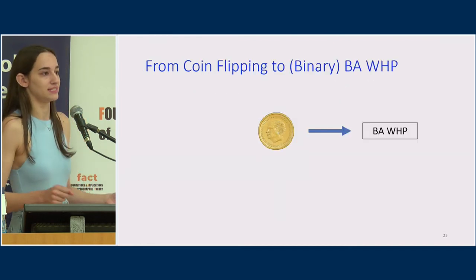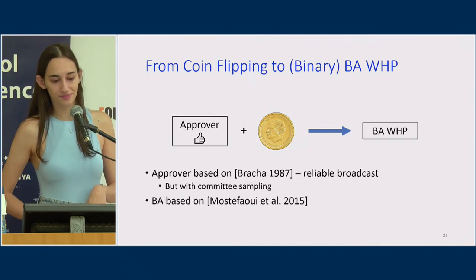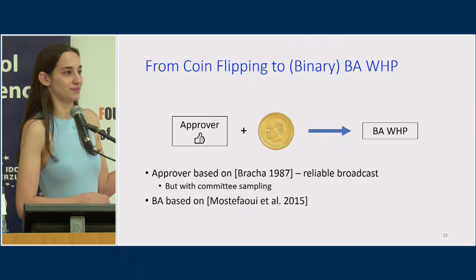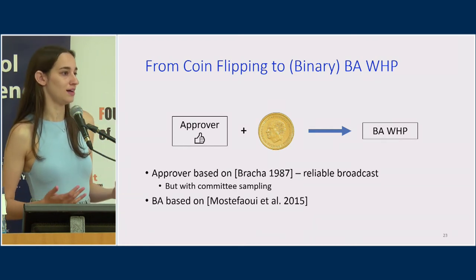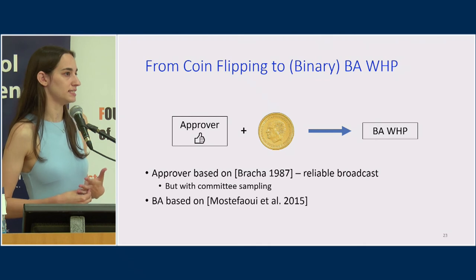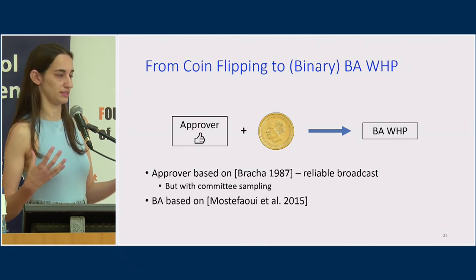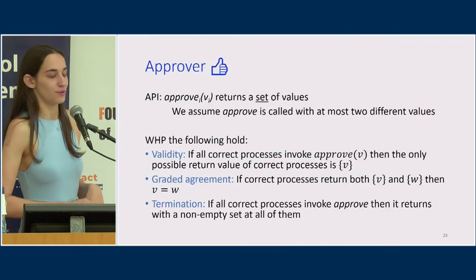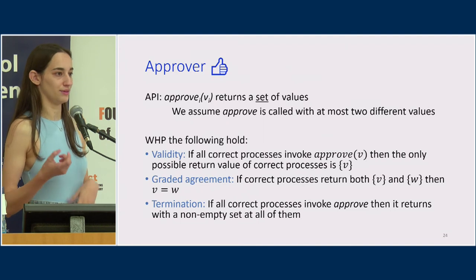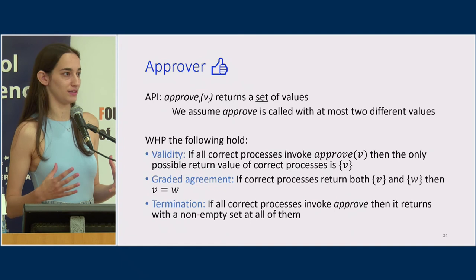So how do we take this bit flip and make it a consensus algorithm? We add an approver primitive. This is a new primitive. It's quite similar to Bracha's reliable broadcast in a sense. But now instead of having one sender, we have all processes invoke this approve method, starting with some initial value vi of process i, and return with a set of values.